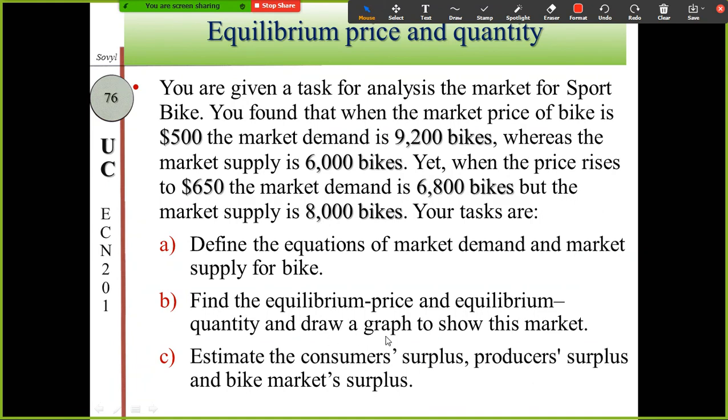After drawing a graph, you need to find the consumer's surplus. So consumer surplus is the same thing as buyer surplus. Producer surplus has the same meaning as seller surplus. And the total market surplus for the sport bike. So this is the other practice for you.